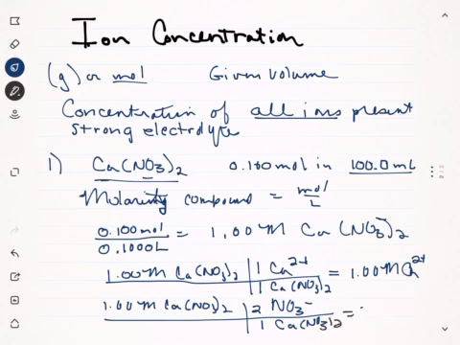Let's do our second problem. I'm going to check my camera, and it's good. For our second problem, we are given 2.5 moles of sodium sulfate in 1.25 liters of solution. So our molarity, moles per liter, is 2.5 moles divided by 1.25 liters, and that will be 2.0 molarity.